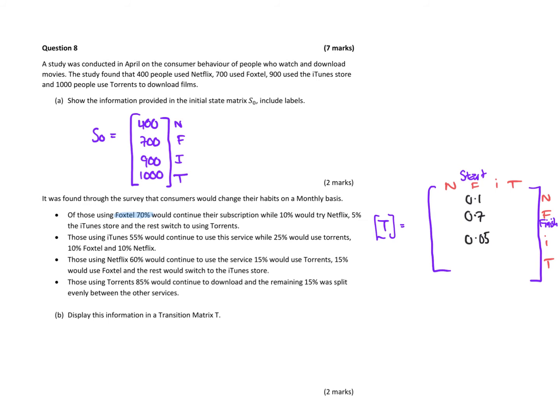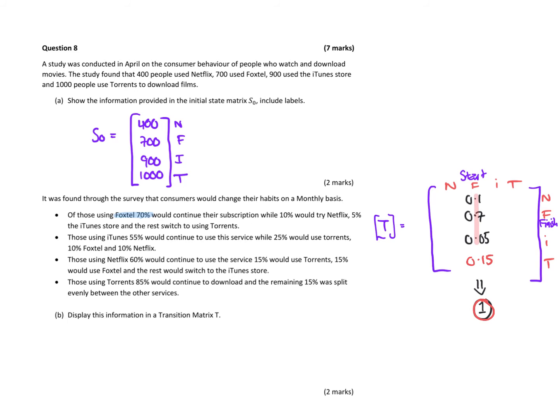Is the start always in the front? Yeah, for transitions. Okay. And what do the columns need to add up to? They've got to add up to 1. So even though they didn't give me the rest switching to torrents, at the moment, going down here, that's 85%. So if it's 85%, then this must be 0.15, so it will add up to 1. And that's how I worked that one out.